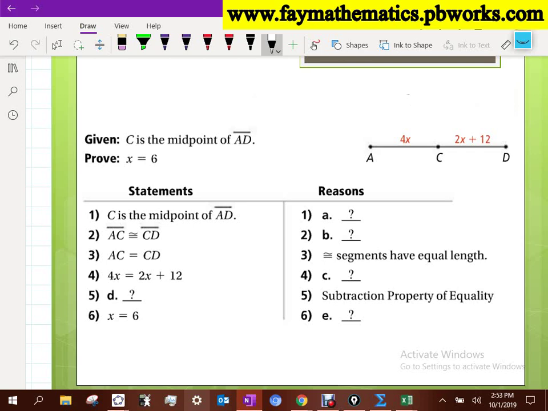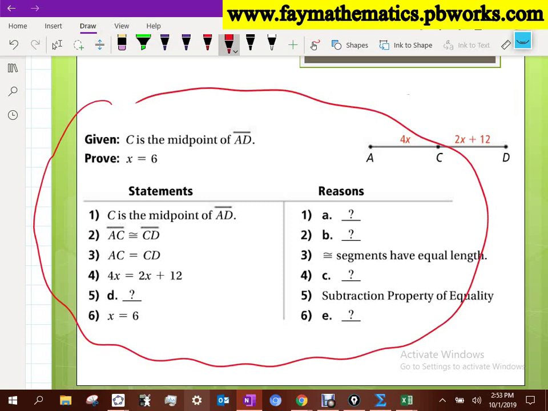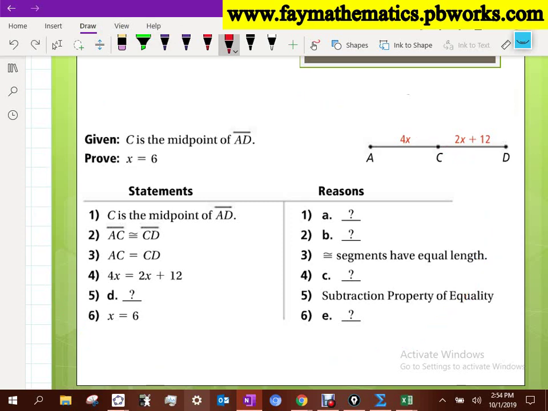All right, so the first thing I want to do here is I want to write a statement that the textbook or maybe even the end of course exam would write for us, and all of this stuff would not be present. Okay, so that would not be here. All they would say to start the problem, they would write the words: prove if C is the midpoint of AD, then x equals 6.